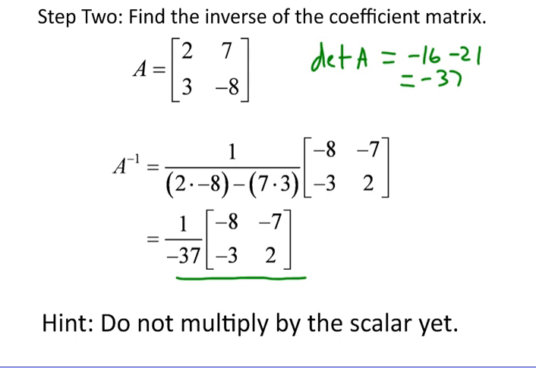matrix, negative 8, negative 7, negative 3, 2. Remember, they switch spots: negative 8 and 2 switch spots, and negative 7 and negative 3 change signs. Do not multiply the scalar. This is the scalar in front of the matrix. Do not multiply it through yet until you finalize it by multiplying the constant first. Then you multiply the scalar last. Scalar is always last.